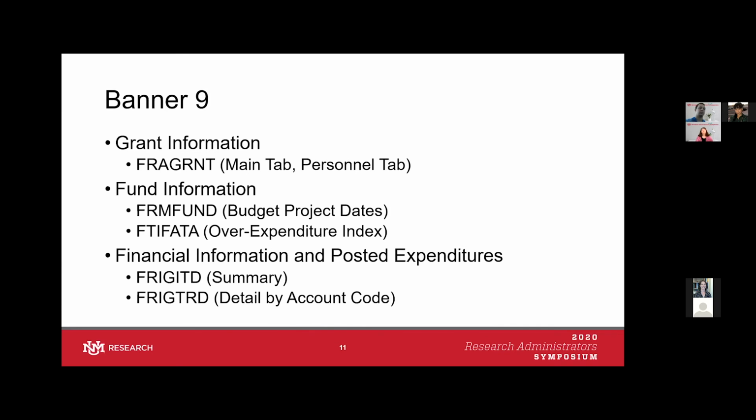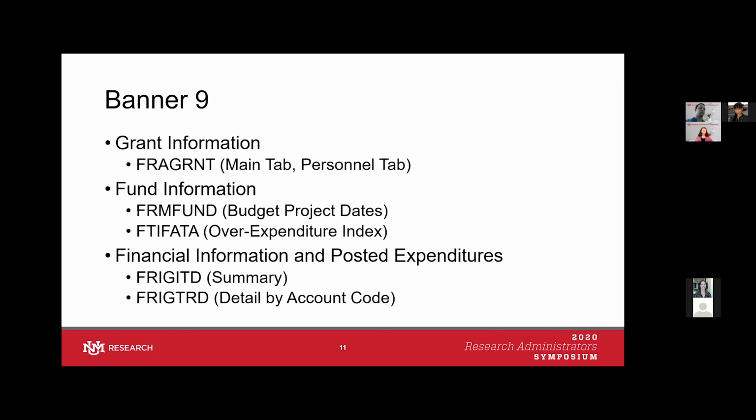For fund information, FRM Fund can give you budget dates. We have awards that come in, and some of them are funded based on budget periods, not the full award. So they'll say, okay, you can spend this money, but you can only spend it through this budget period. And then after that's over, we'll send you more money for the next budget period. FRM Fund is handy because you can actually check to see what the budget periods are for your fund.